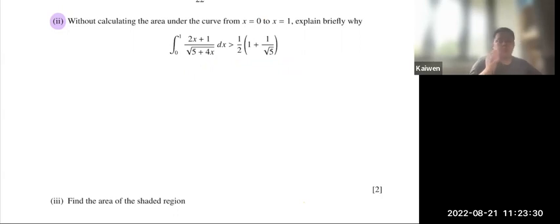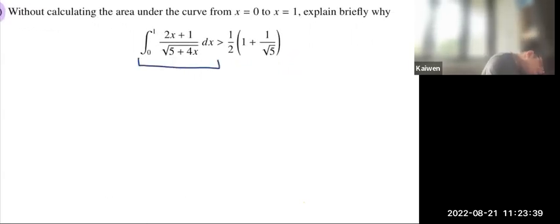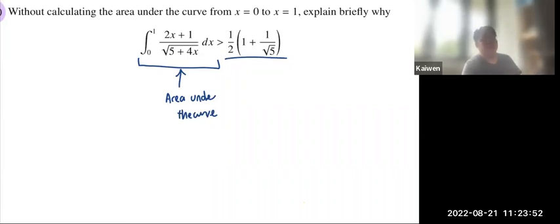This actually has to do with the graph or the diagram drawn for you. Let's break down this whole inequality. This thing down here is your area under the curve. I hope it's pretty clear. This is the area under the curve. What is this thing down here? Half of 1 plus 1 over root 5.